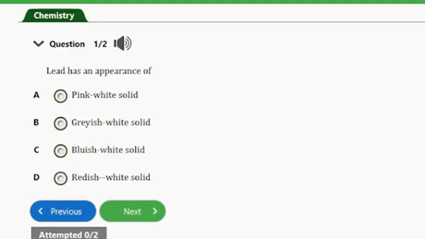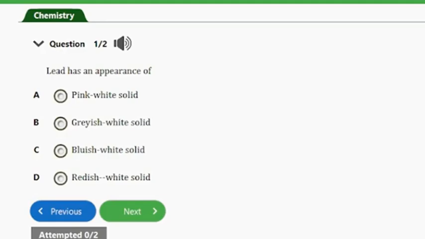It says lead has an appearance of A, pink white solid, B, greenish white solid, C, bluish white solid, D, reddish white solid. So guys, the answer to this question is option B here, and that's greenish white solid.